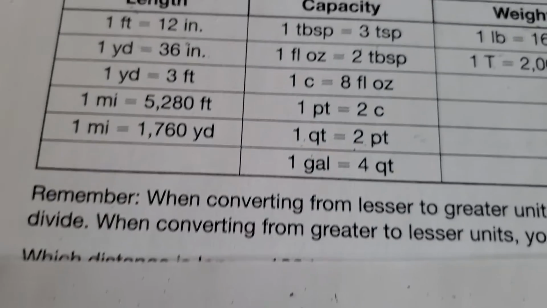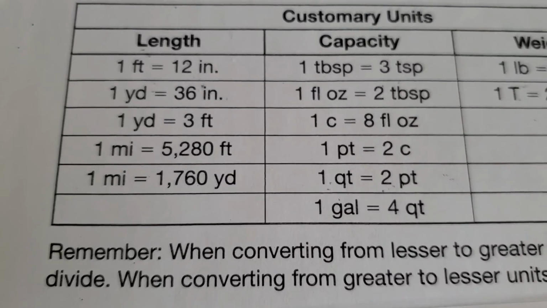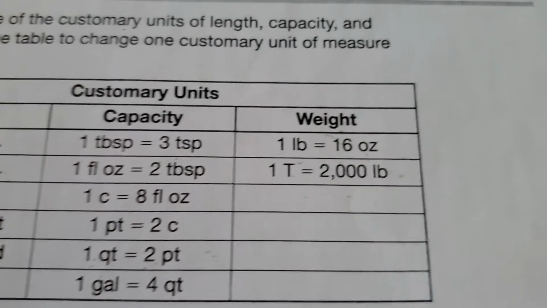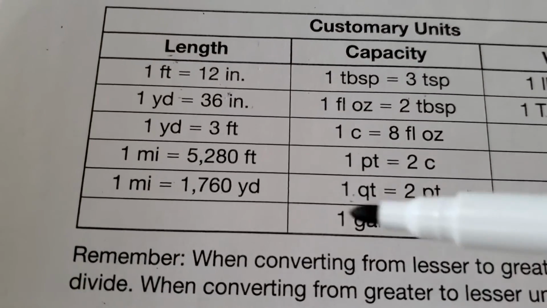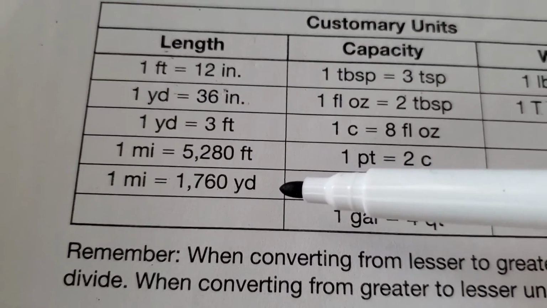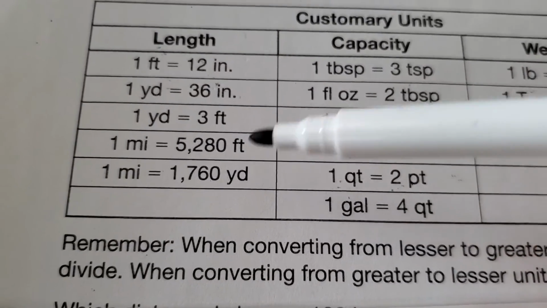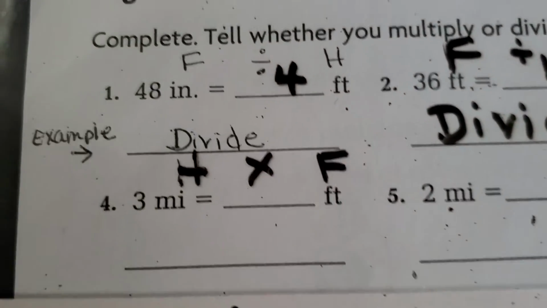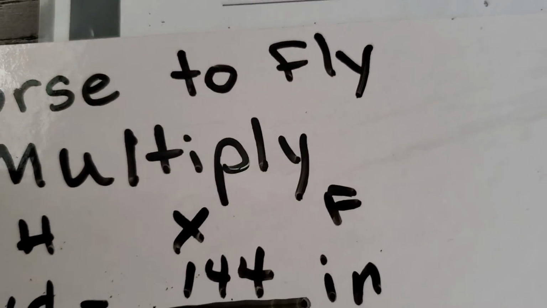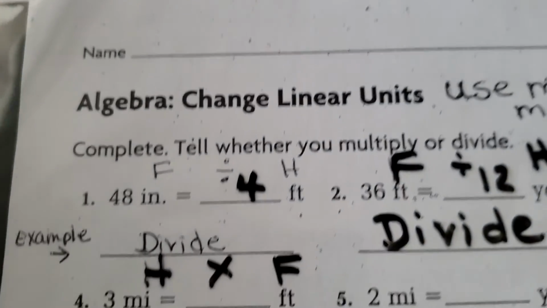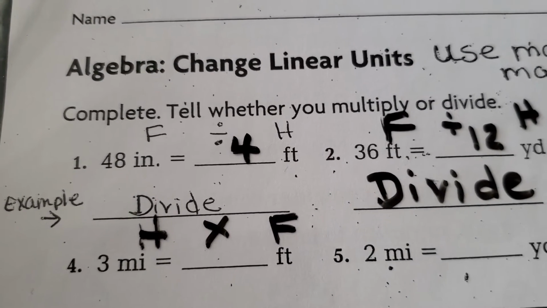Let's go up to the top and look at our chart. In a mile, you have this chart. I forgot to tell you that. It's page 231. Page 231 in your packet, next to the last page. Okay? So, again, 1 mile is equal to 5,280 feet. So that means I have to multiply this problem. I'm going horse to fly, multiply, right? So I am multiplying.